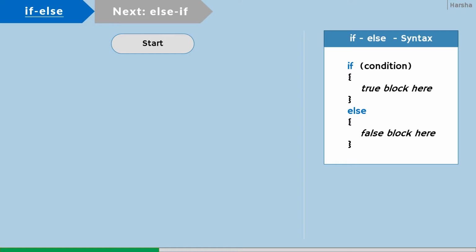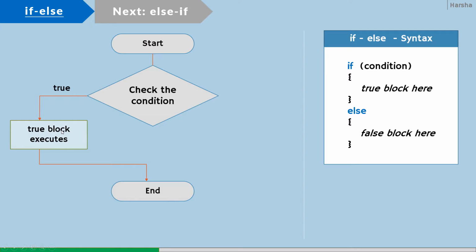Now coming to if else. It contains two blocks, that is the true block and the false block. If the condition is true, the true block will execute. If the condition is false, the false block will execute. So it is guaranteed that only one of the blocks will execute. So we begin with the if else. We are checking the condition. If the condition is true, the true block executes and then reaches the end of the if. In case the condition is false, we go to the false block and then reach the end of the if.